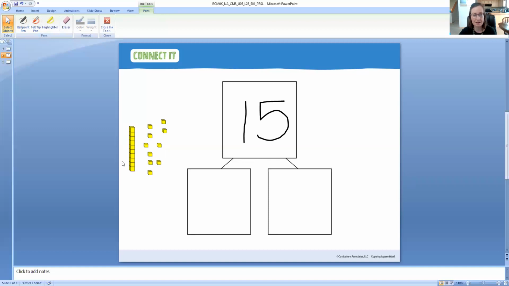So now let's build 15. 15 is a group of 10 and 5 more. 1, 2, 3, 4, 5. Now let's count it. 10, 11, 12, 13, 14, 15.